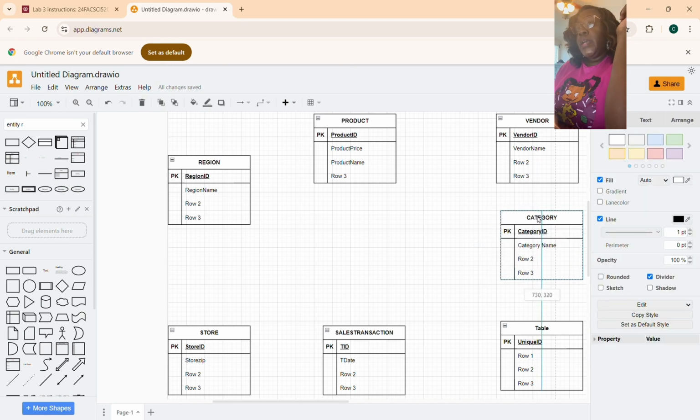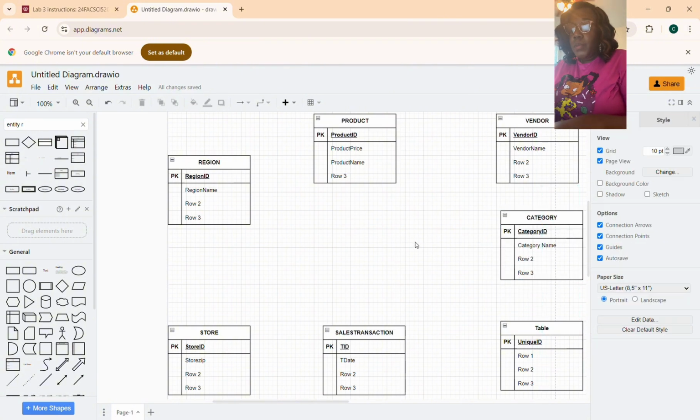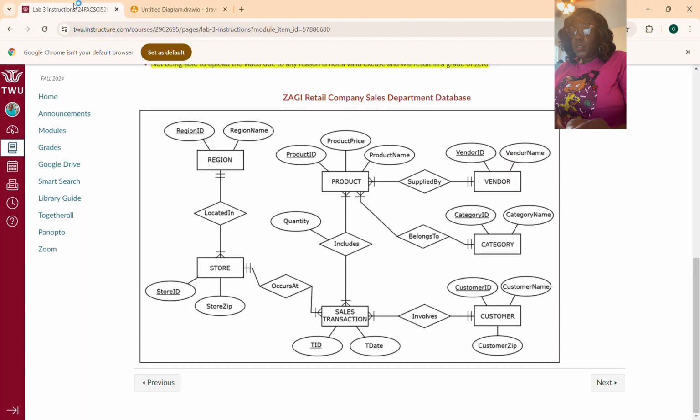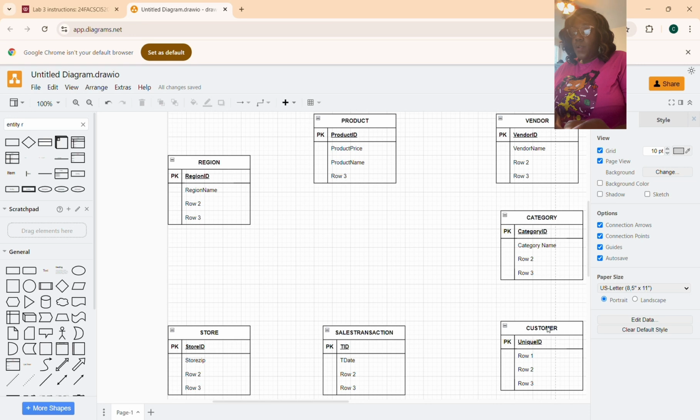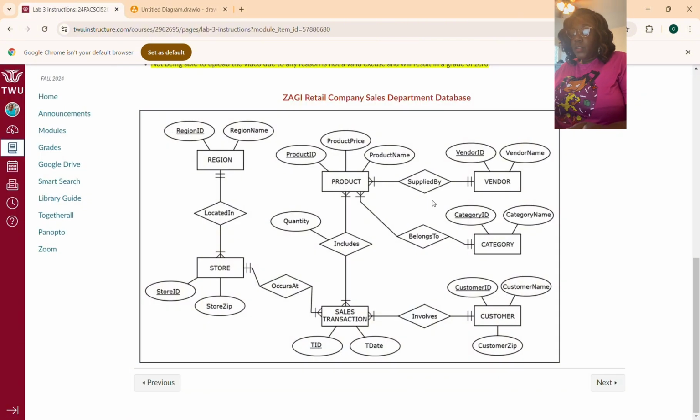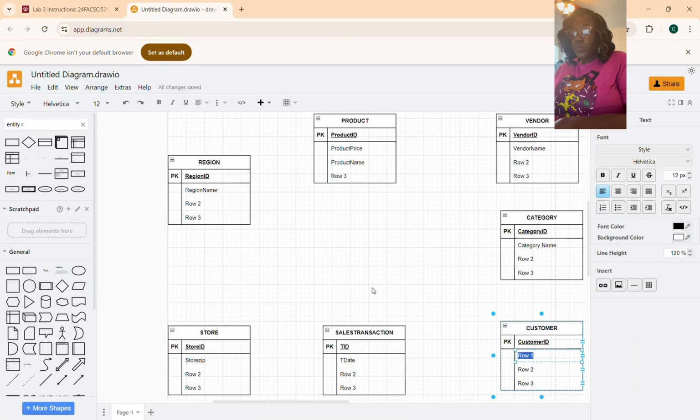And then for our last one, it's going to be customer. So in capital letters, this is going to be customer. And of course, for the customer, the primary ID is going to be customer ID, so we are going to put that one. And then in that row, we have customer name and customer zip. So we're going to add customer name and then customer zip. So we are done with that part, you guys.